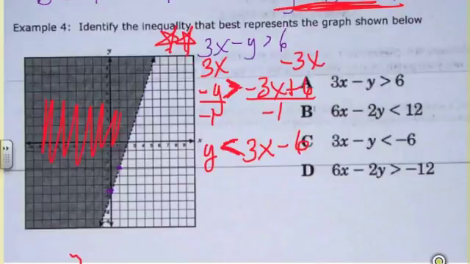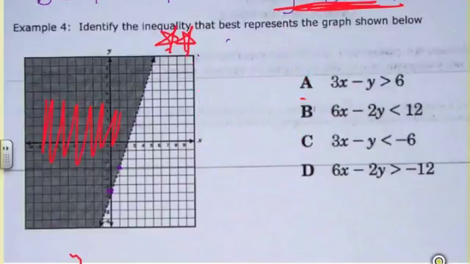Okay, is that the equation I needed? No, actually I needed y is greater than. So it's not answer choice A, right? So I can mark out answer choice A. Now we're going to do the same thing for answer choice B.